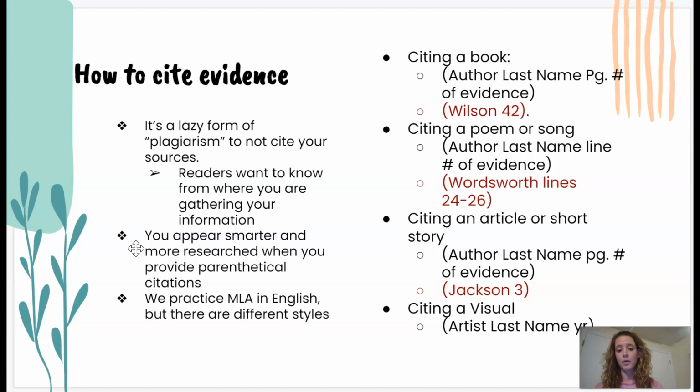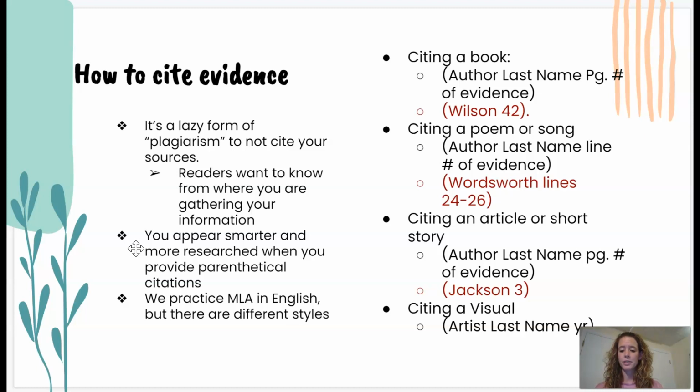We are going to work with poetry here in a couple weeks, and when we cite lines from poetry, we also want the name of the author, his or her last name, and then what lines from the poem or song, if we're analyzing a song, that quote came from, okay? If we're doing nonfiction and we want to cite an article or even sometimes a short story, it doesn't change. We want the author last name and the page number.